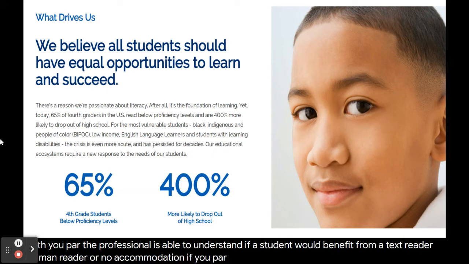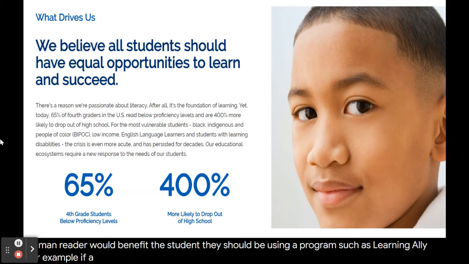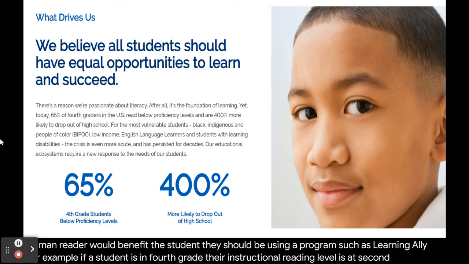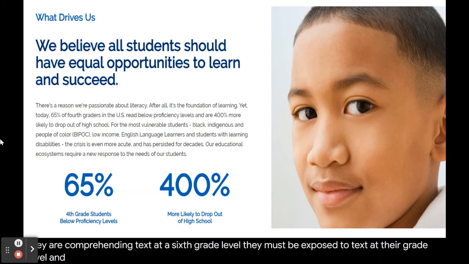If UPAR shows a reading accommodation of text or human reader would benefit the student, they should be using a program such as Learning Ally. For example, if a student is in 4th grade, their instructional reading level is at 2nd grade, but they are comprehending text at a 6th grade level, they must be exposed to text at their grade level and above.